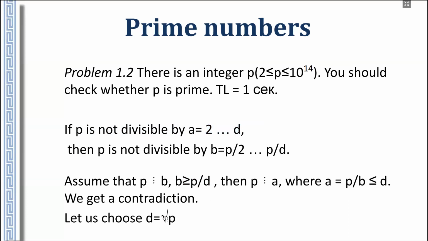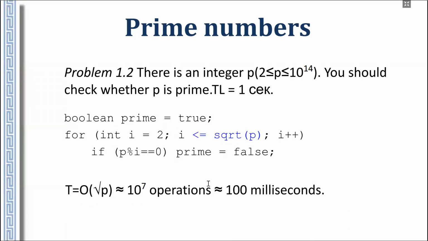If we choose d equal to the square root of p, then these two borders, d and p over d, are equal, and it is enough to check until this border. So we have such a code, and there are square root of p steps, and if p is 10 to the 14, then the square root of p is 10 to the 7 operations, and it is just 100 milliseconds.